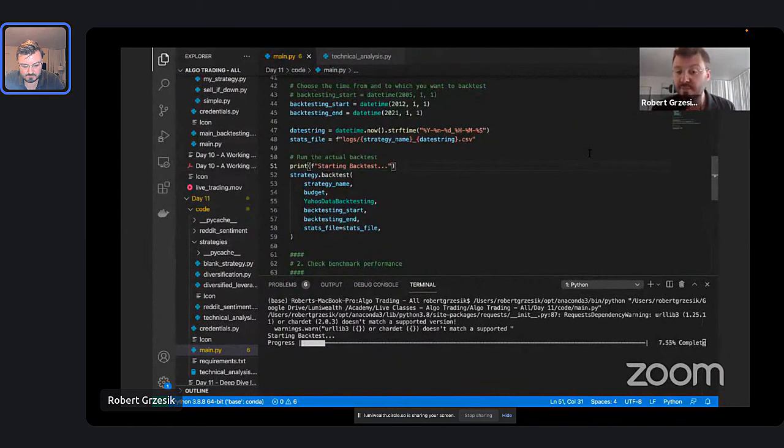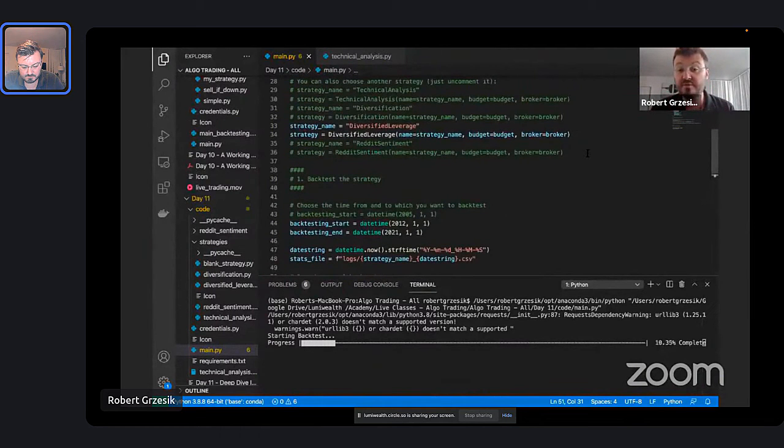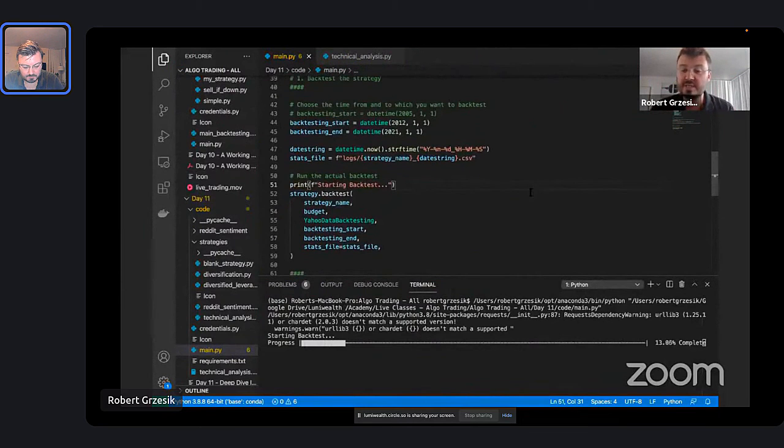What I'm doing right now is I'm running a back test, okay? So there's a back test for a strategy that we call diversified leverage. And basically what we're doing is we're going from 2012. We're doing this because some of these ticker symbols didn't exist until 2012. From 2012 until 2021, so 9 years, okay?